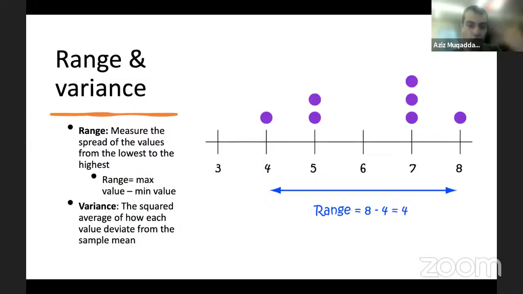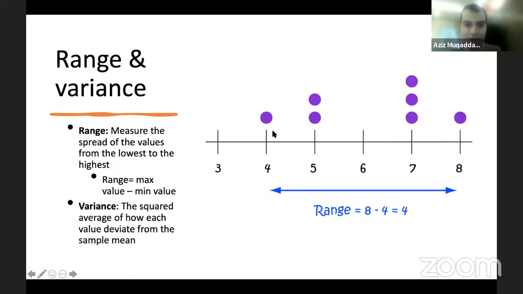So there are 2 measures exactly aimed for that. First one is called the range, which measures the spread of the values from the lowest to the highest. Which is very simple. You get the maximum value in your sample and the minimum value, and then you subtract the minimum from the maximum. So hence you get the range.